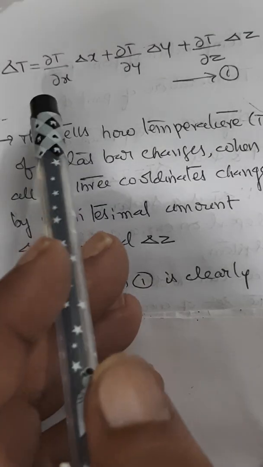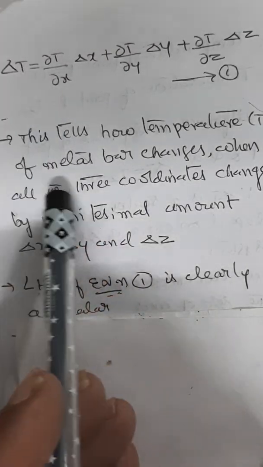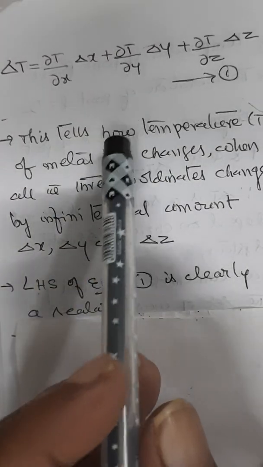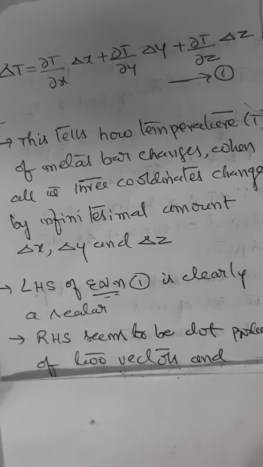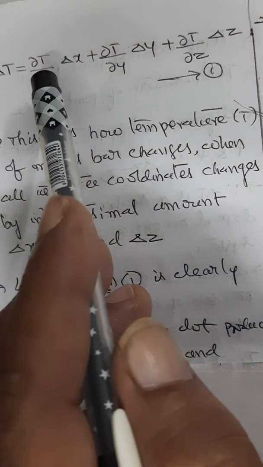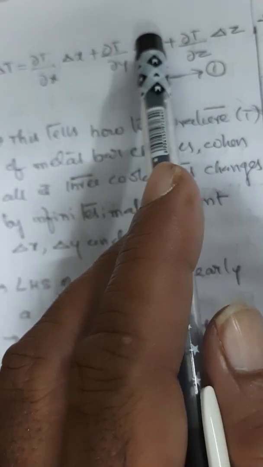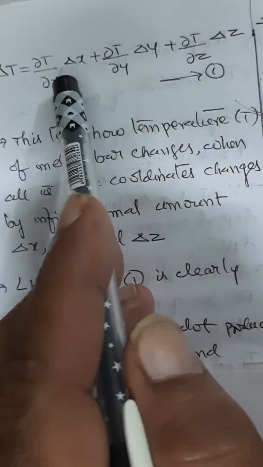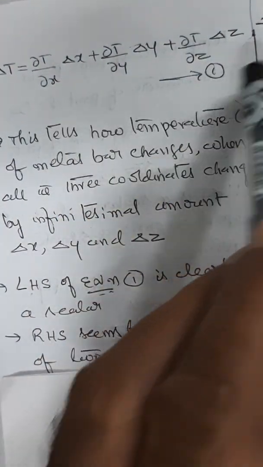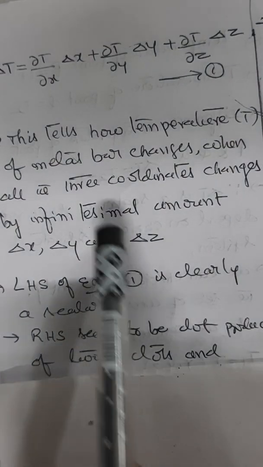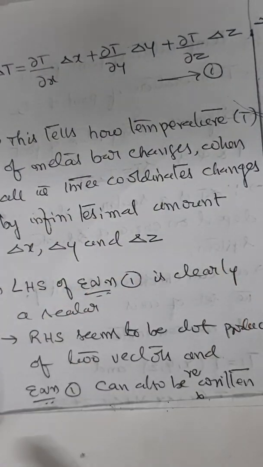If you see the left hand side of this equation, that is delta T, this is clearly a scalar. But if you see the right hand side, there is something into something, plus something into something, plus something into something. So the right hand side of this equation seems to be a dot product of two vectors. Therefore, we can write it as a dot product.